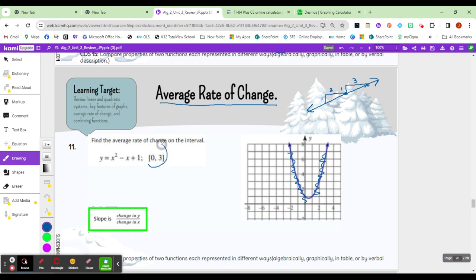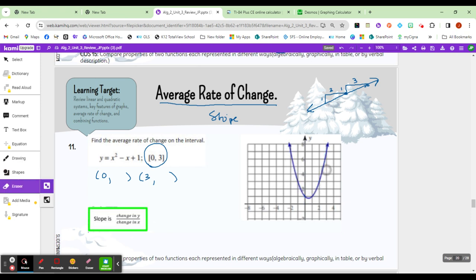So they have to tell you where you're going to find the slope, which is the same as average rate of change. We're going to pick 2 points. One has an x value of 0, the other has an x value of 3, and they'll tell you here. On this graph, the point with an x value of 0 is right here. Its y value is 1. Then the point with an x value of 3 has a y value of 7.